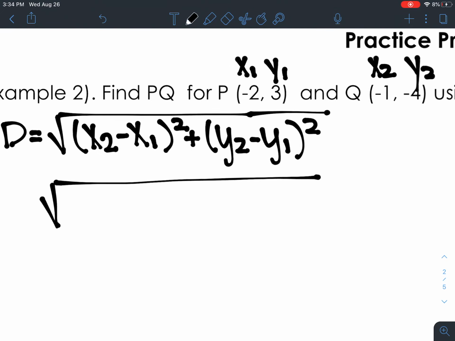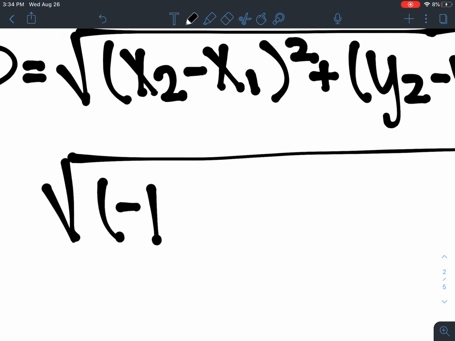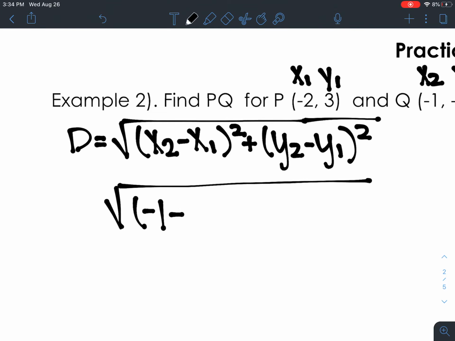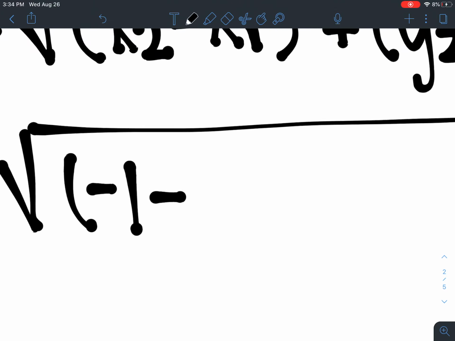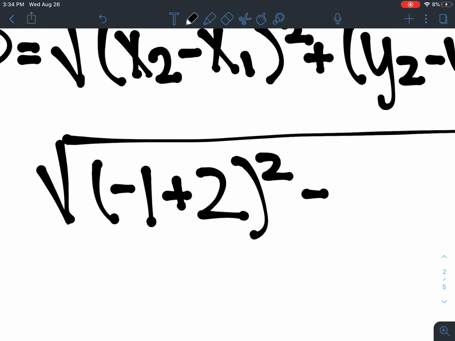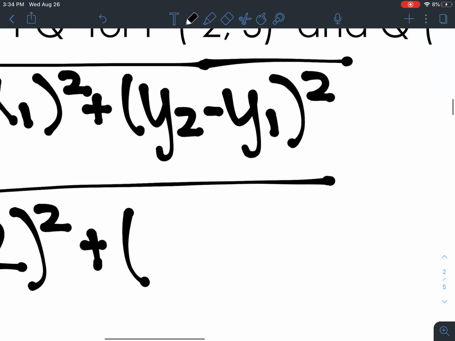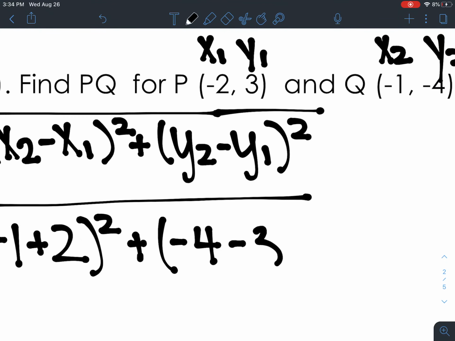All right, so plugging in, I'm going to rewrite my long square root. And I've assigned -1 to be my x2. So I'm going to have -1 minus my x1, which is also a -2. So I'm going to have -1 minus a -2, which turns into +2, squared. Plus, all right, my y2 is -4 minus my y1, which is 3, close up the parentheses, squared.